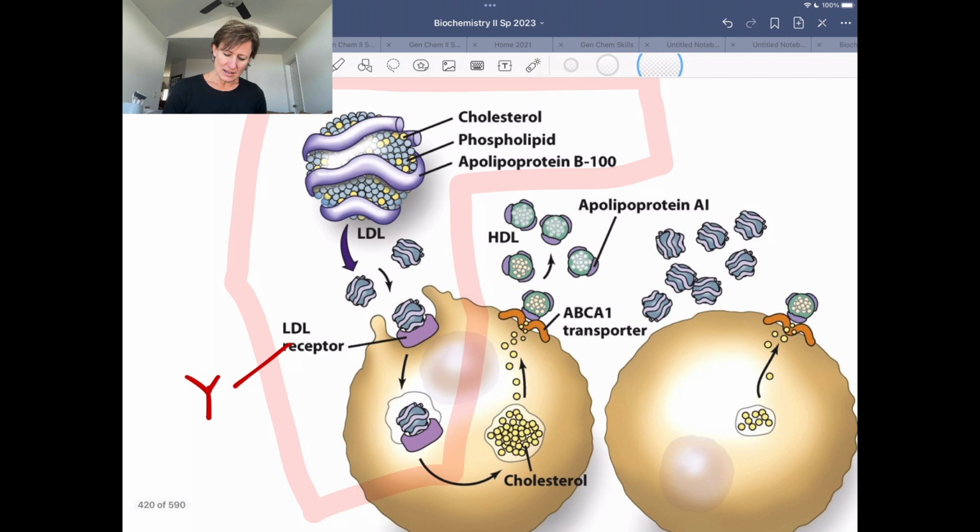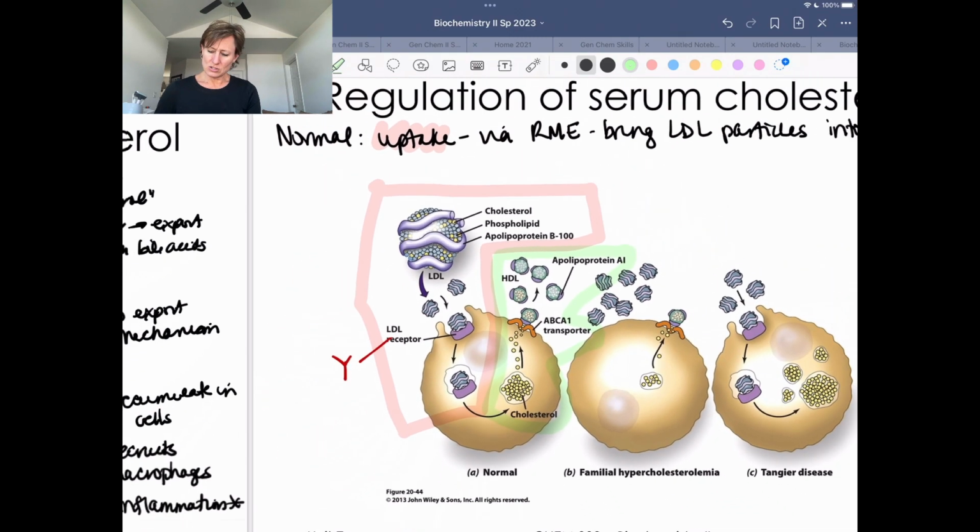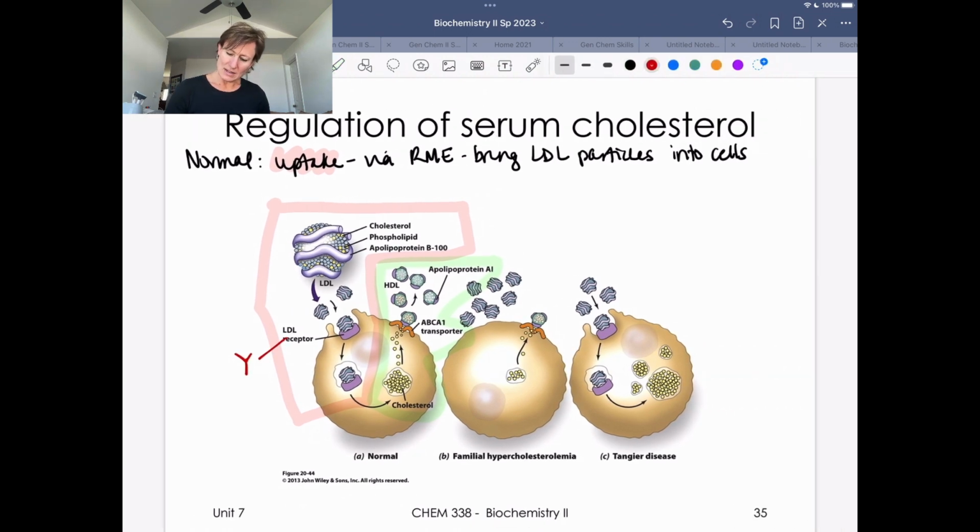Okay, so this now is going to be our export pathway. So I'm just going to highlight this in green here, and then we'll come up top and talk about what's happening now in words when we have this export portion. So the export is what we just highlighted in green, okay? And so this is going to be via the ABCA1 transporter.